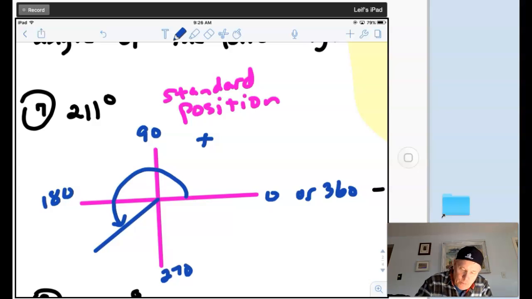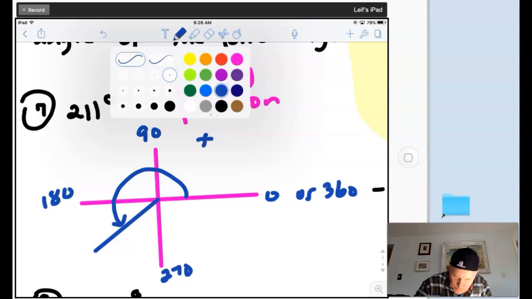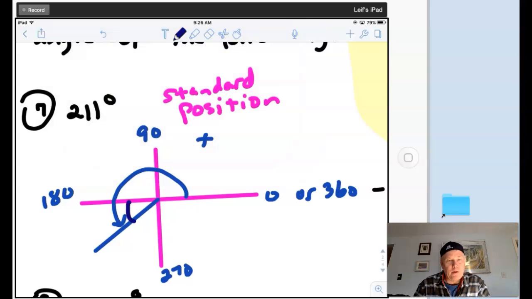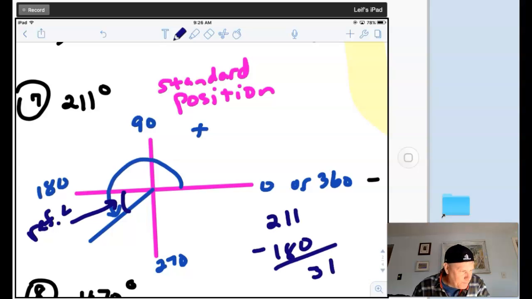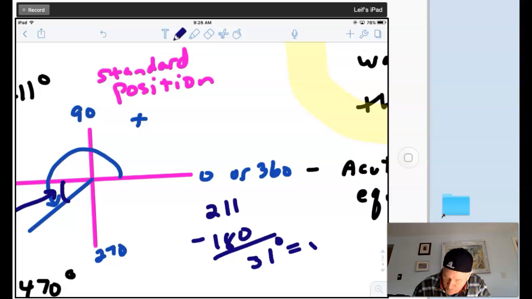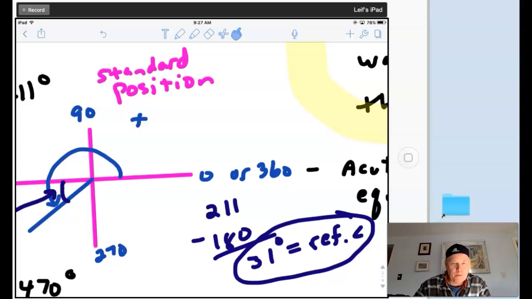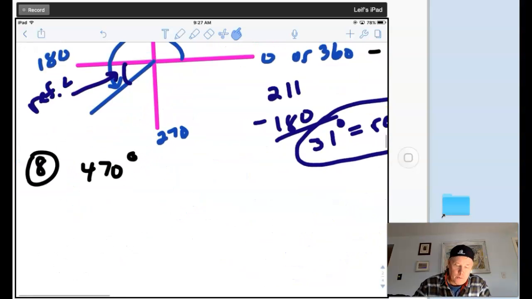Now the question isn't how much that is. The question is how much is the reference angle. And the reference angle, like I said, is always the shortest distance to the x-axis, which means that line right here is going to be my reference angle. And in order for me to get it, in this case, if I just go 211 minus 180, I get my reference angle, which is 31 in this case. And that's the answer. Okay, so that's all I'm looking for. And that's my reference angle, 31 degrees in this case. Okay, next one.